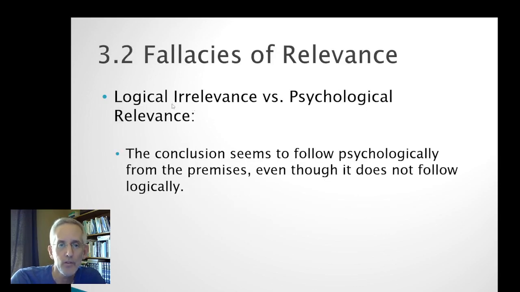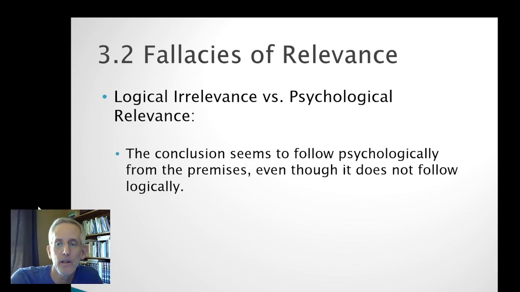Okay, so our first group of fallacies, they're called fallacies of relevance, and they all commit essentially the same error in general, but they do it in different ways. So what's going on with fallacies of relevance is the conclusion seems to follow psychologically from the premises. It just seems to make sense to us from a psychological perspective, seems satisfying and compelling, in other words, to us mentally. But it does not follow logically.